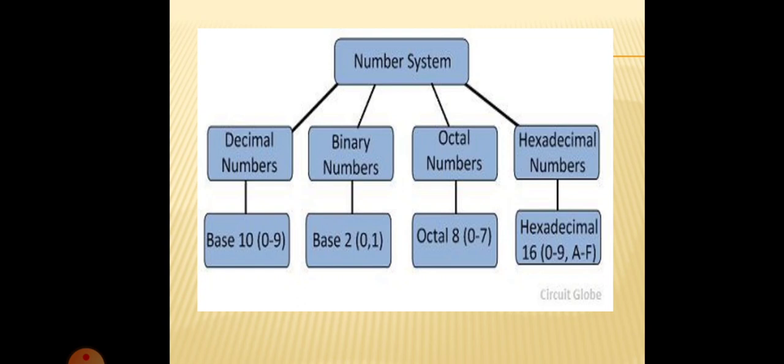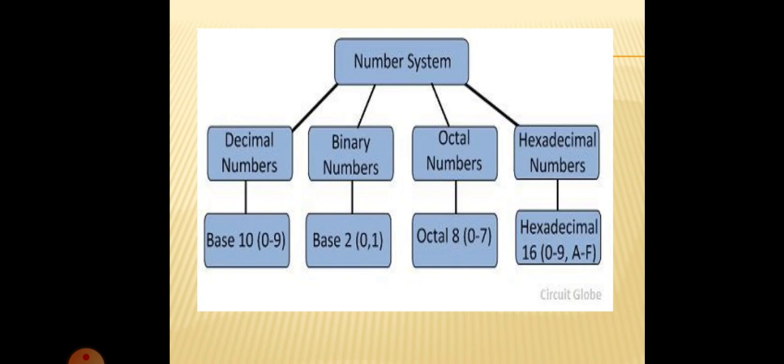And fourth one is hexadecimal numbers, that is base 16. Here we are using some digits as well as some alphabets to represent the number. Digits from 0 to 9 and the alphabets from A to F.